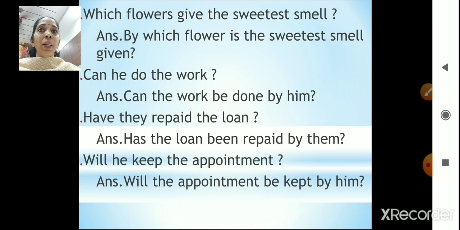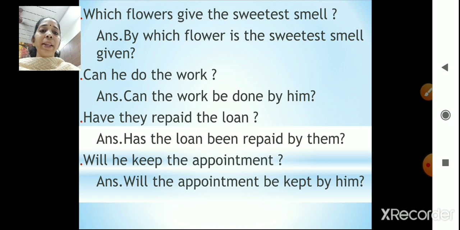Now moving ahead to the next one. Have they repaid the loan? Now what will be the passive voice for this? Has the loan been repaid by them? Okay, so the verbs has or have over here, they don't change their position. They retain their position right at the beginning of the sentence. Will he keep the appointment? What will be the answer? Will the appointment be kept by him?